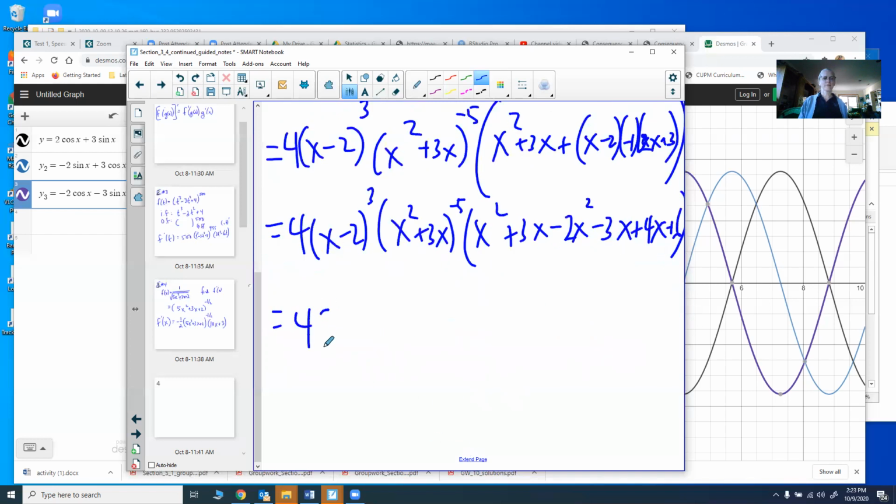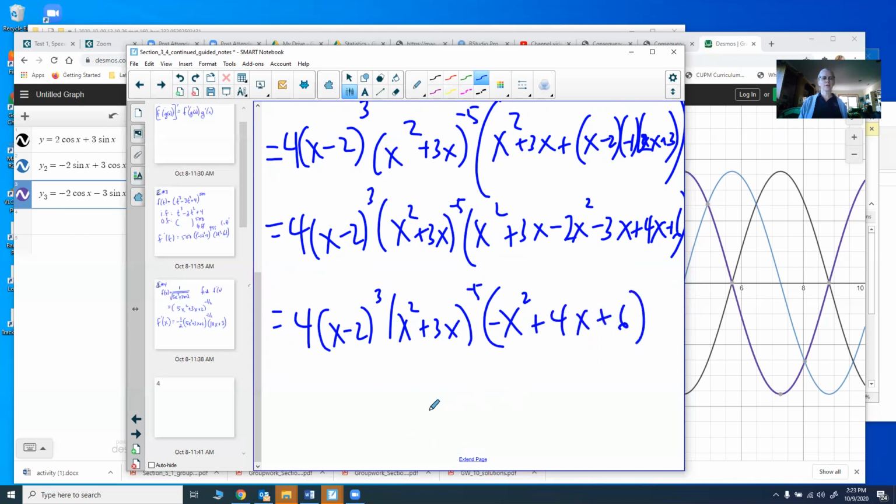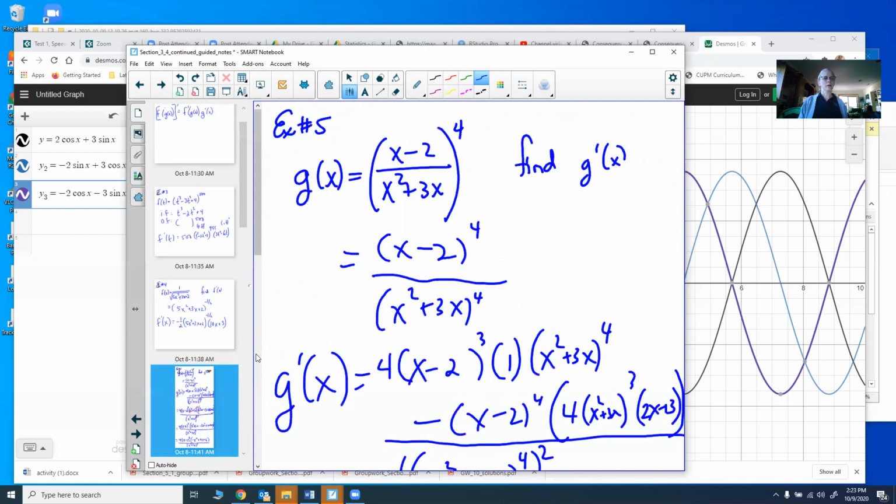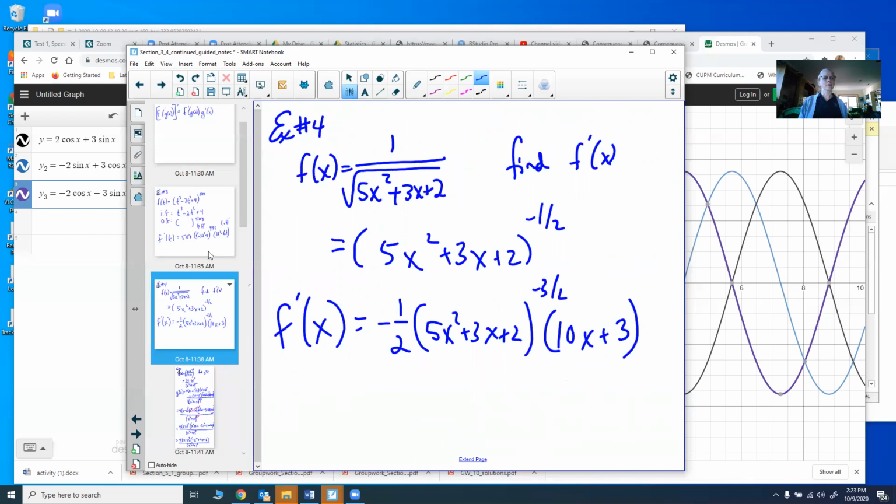So simplifying here, I get 4 times x minus 2 cubed times x squared plus 3x to the -5th, x squared. I have 2 of them. I have actually an x squared and a minus 2x squared, so I get a minus x squared. The 3x's cancel, plus 4x plus 6. Notice it's almost the exact same answer, except that this is a negative exponent. Whereas over here, when I did it, and I seem to have lost that page. When I did it over there, it was not a negative exponent. So that's the only thing different.